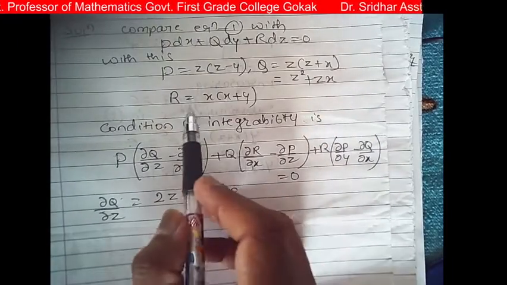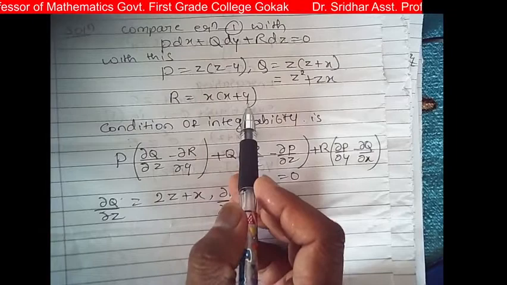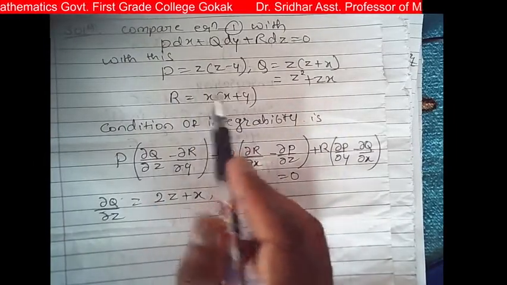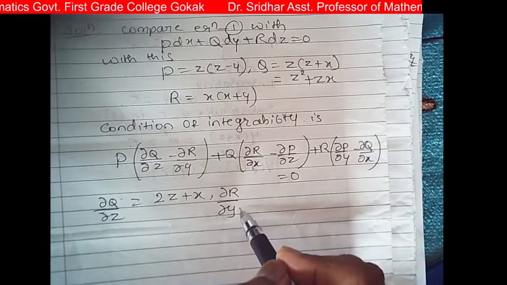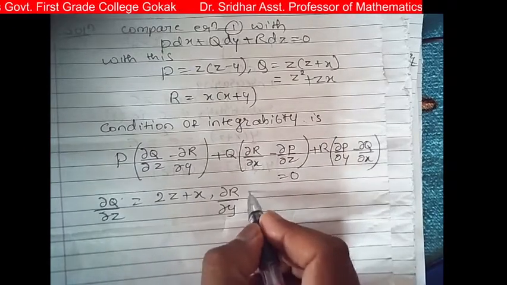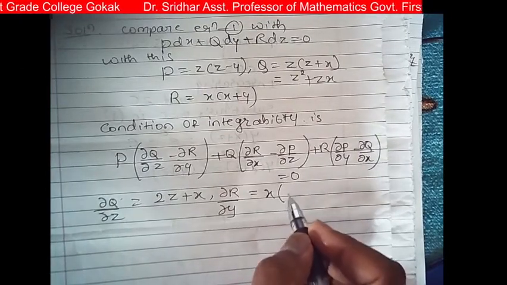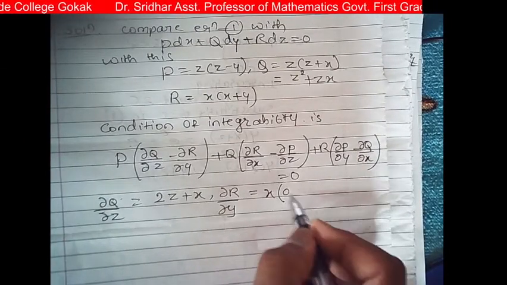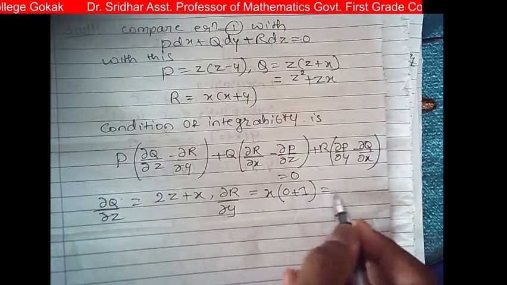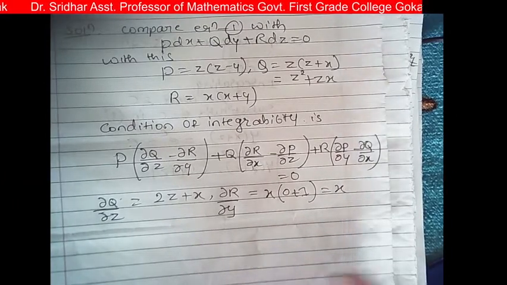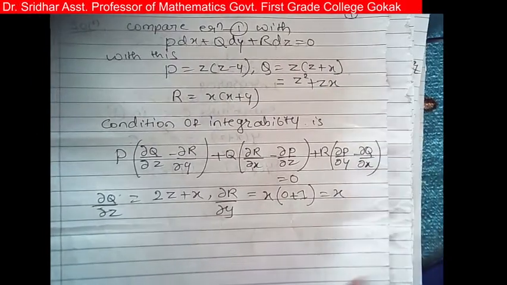Next we find dou R by dou y. R we know it is x into x plus y. Now we find dou R by dou y. Differentiate this R partially with respect to y, keeping x constant. Now differentiation of x plus y: it is 0 for x and 1 for y. So it is equal to x. This is dou R by dou y.